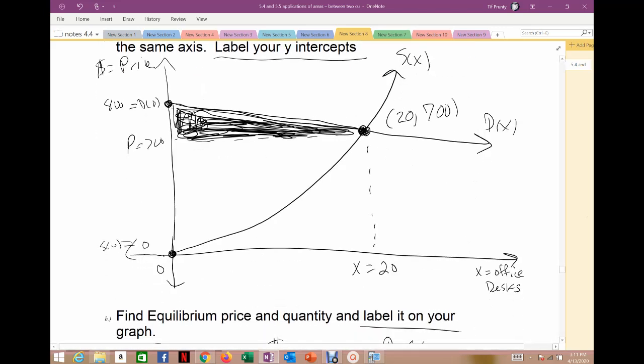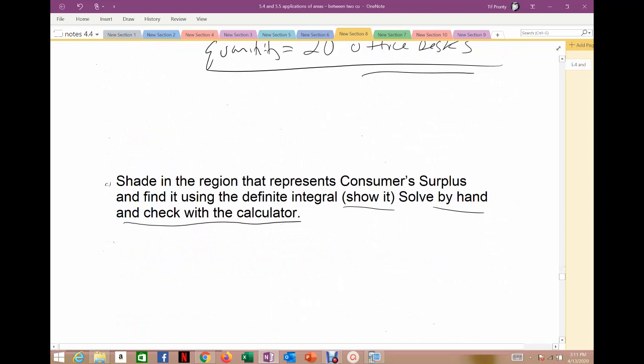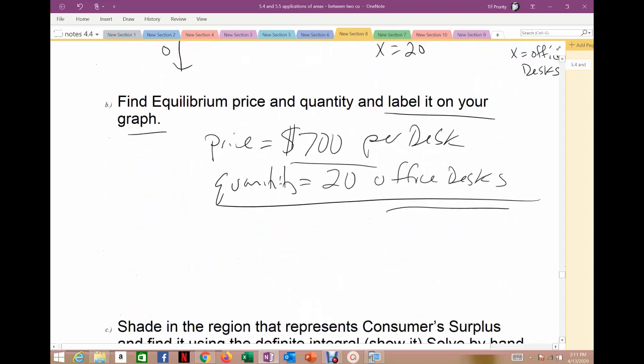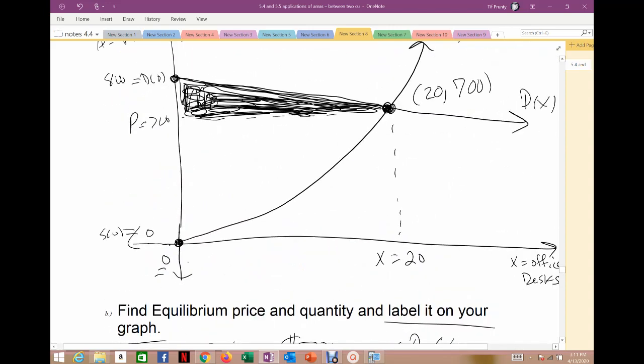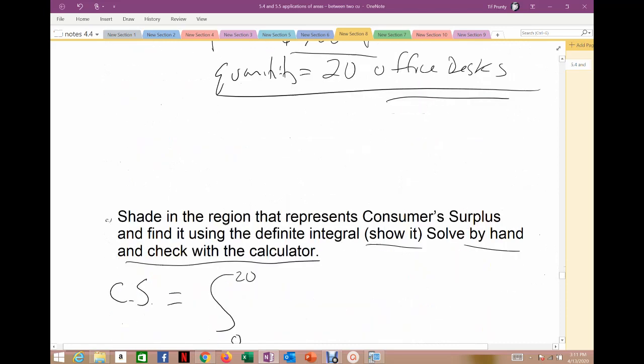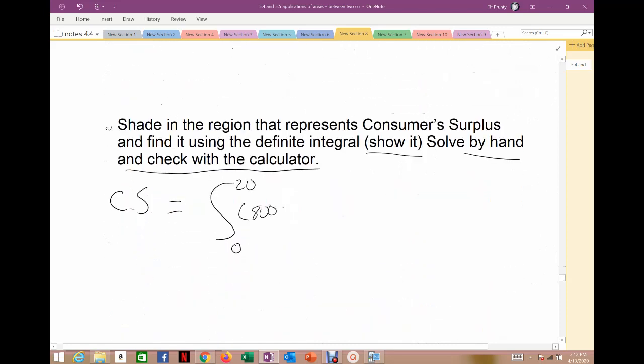Which means the big area is under my demand curve. The big area goes from 0 to 20. Under the demand curve, I subtract away the rectangle, the revenue. And so when we go to find the consumer surplus, I want to integrate from 0 to 20, the total area under the demand function first. That finds the big area. The demand function was 800 minus 5x. But that's not what I want. That just gives me all of the area under the demand curve, all of the amount willing to be spent by the consumers.